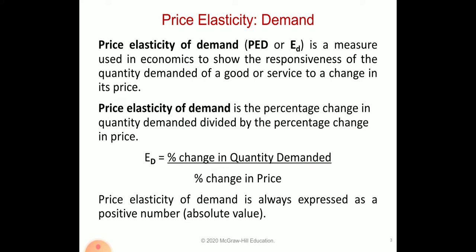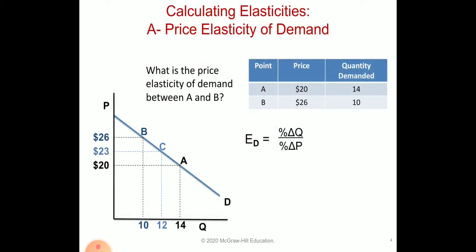Price elasticity of demand is the percentage change in quantity demanded. So I have here a rule I have to follow: the percentage change of the quantity demanded divided by the percentage change in price. Okay, guys, price elasticity of demand is always expressed as a positive number, absolute value. Remember the absolute value? We will take it. This calculation is very easy, so let's have it.